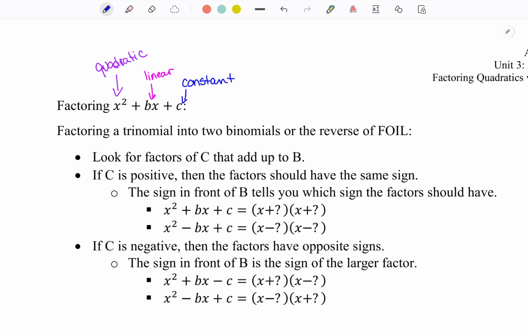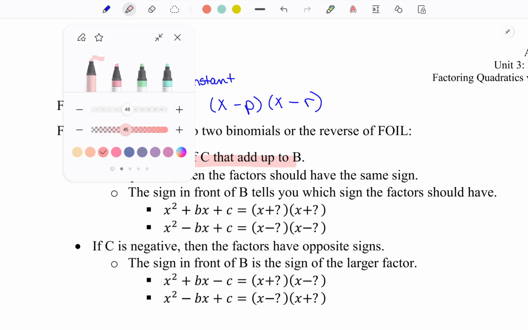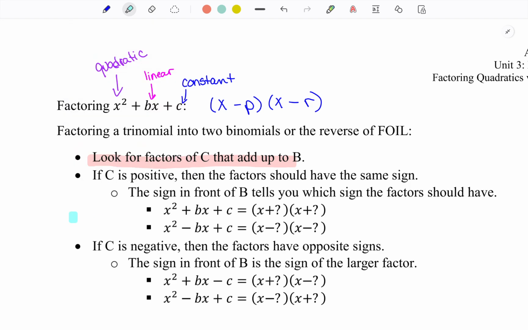So to factor a trinomial, you're going to split that trinomial into two binomials. So you'll have two sets of parentheses. And today we will just be splitting the power of x, and then we will be splitting those terms into two numbers. So we're kind of undoing FOIL. So to do this, we are going to look for factors that multiply to be C and add up to be B.